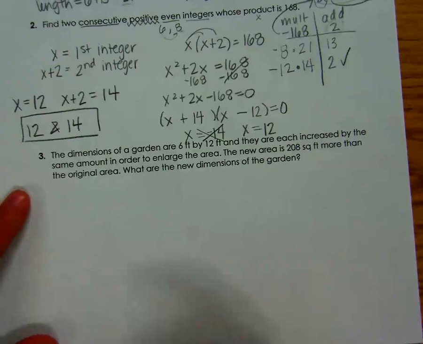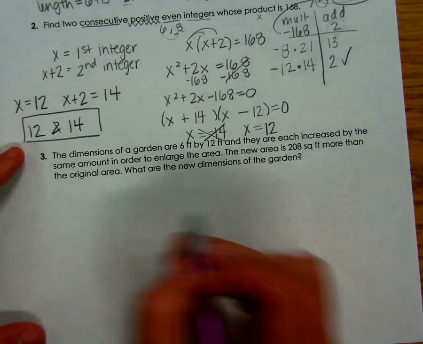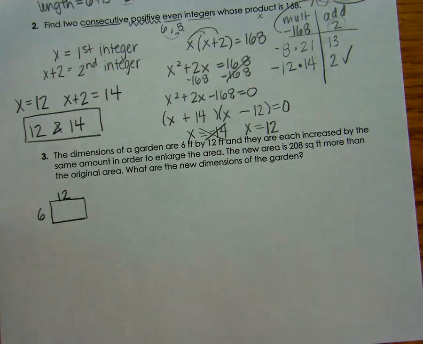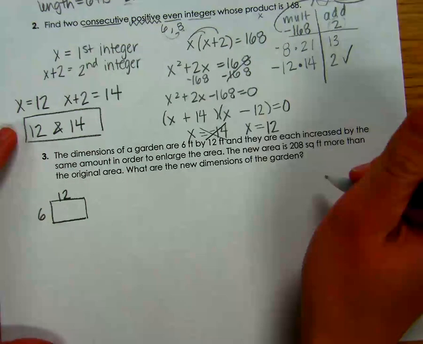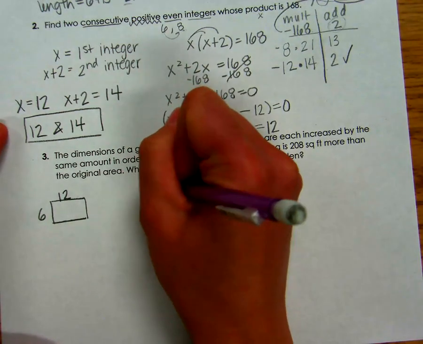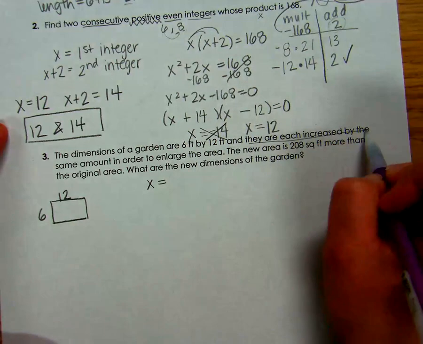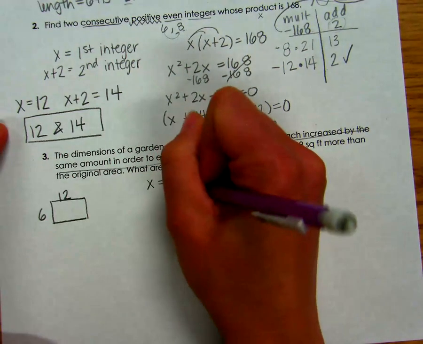The last problem: the dimensions of a garden are 6 feet by 12 feet. So I'm going to go ahead and draw my picture. And they are each increased by the same amount in order to enlarge the area. The new area is 208 square feet more than the original. What are the new dimensions? So I'm going to use x. It's not going to stand for a side. In this case, x is going to stand for the increase.